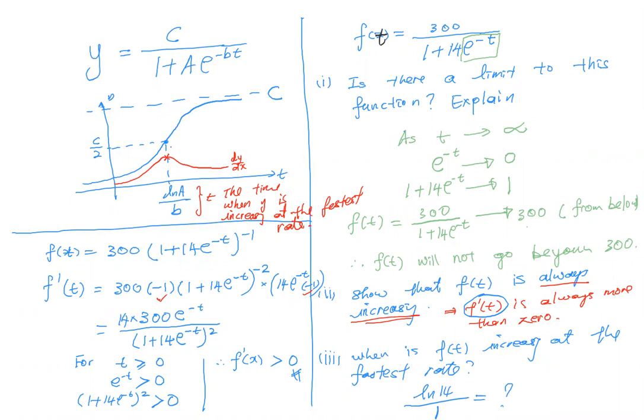Miss, sorry. The C over 2, right? What do we use it to find? Oh, that means I can find the value of y when it is increasing at the fastest rate. That's all. Okay, yeah.